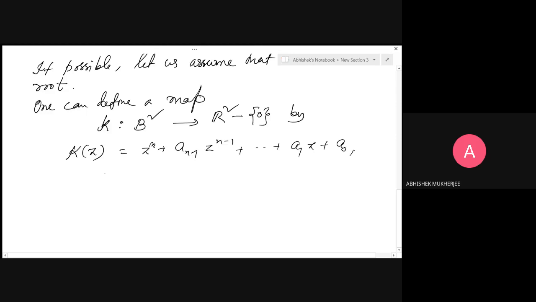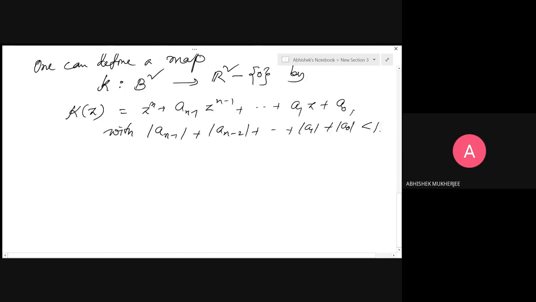With the additional condition that we have already specified, that modulus of a_{n-1} plus modulus of a_{n-2} plus modulus of a1 plus modulus of a naught is less than 1.